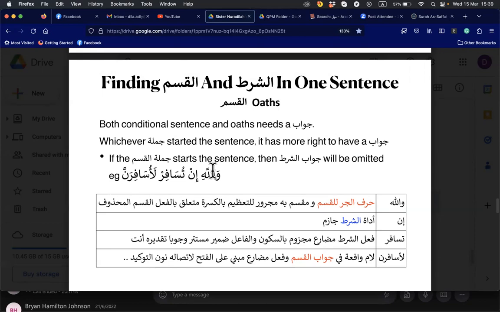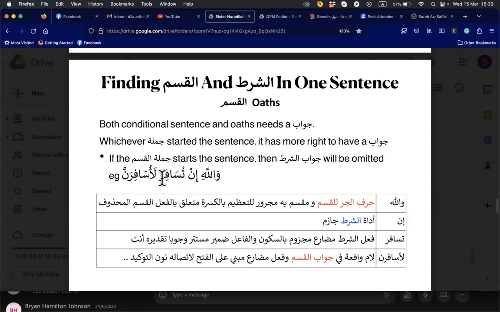The jawab doesn't come within. You mean the jawabul qasam, is it? Okay, so here we have wallahi, right? So this is our qasam. So we should be thinking the rest of this is our jawabul qasam. But it doesn't stop there. That's a condition, we have a condition. Okay, yes.